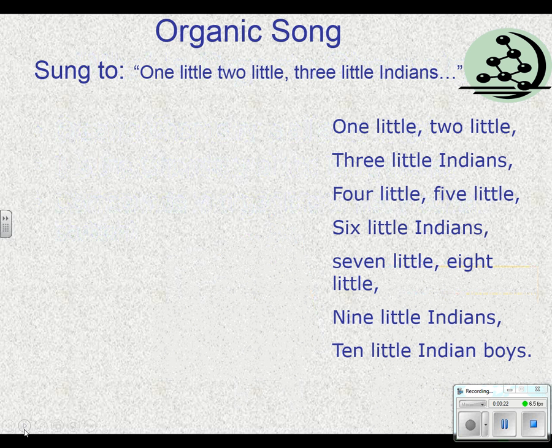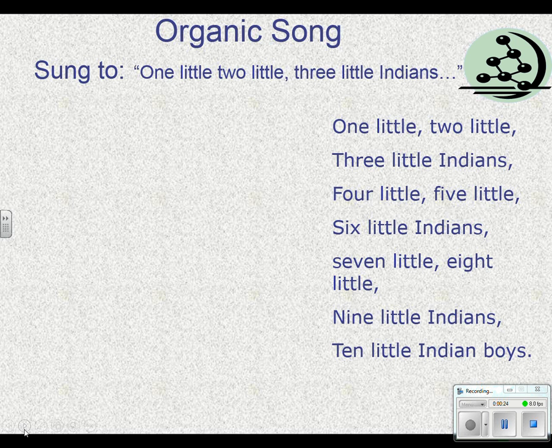I've got a way to remember some of the naming things. I made a little ditty that goes to the song "One Little, Two Little, Three Little Indians." I know it's not politically correct anymore, but we just need the tune. So I'm going to sing it to you, and then we're going to put different words to it.